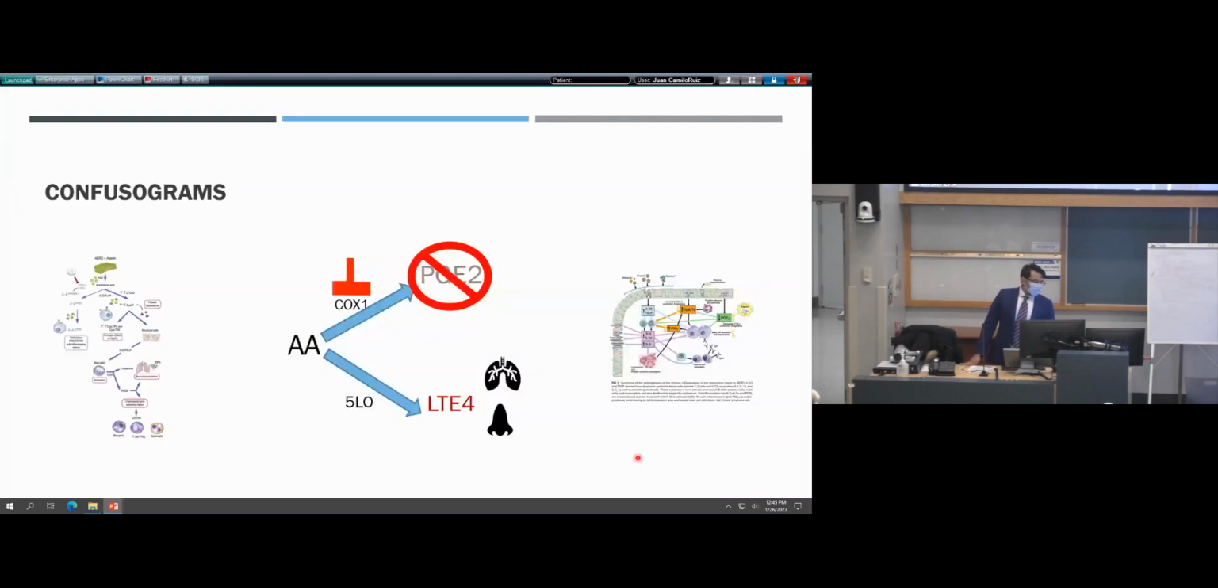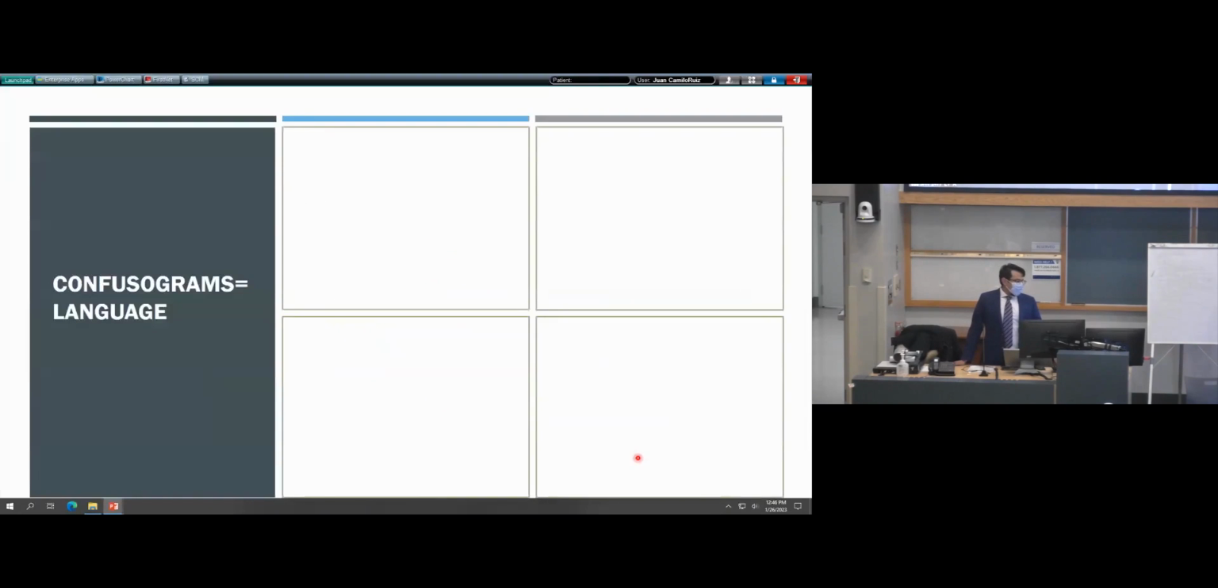So the last thing I want to talk about is about confusograms. I show you a lot of pathophysiology. I know it can be overwhelming when you see that, but you have to think of it as a language that is important to master and to understand, right?